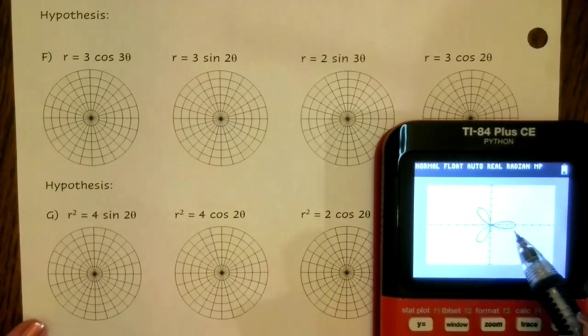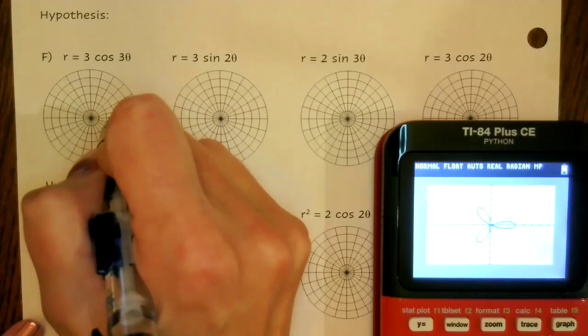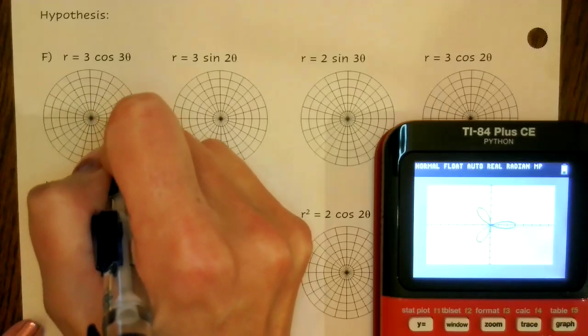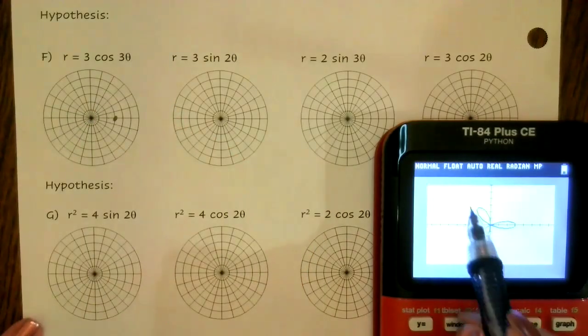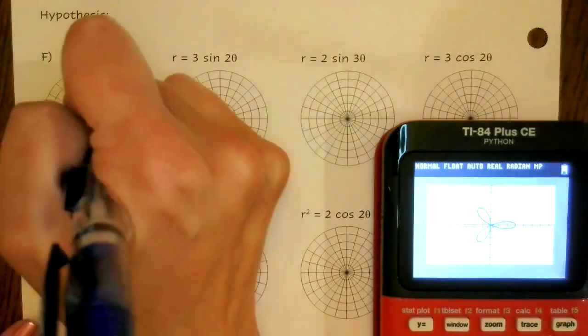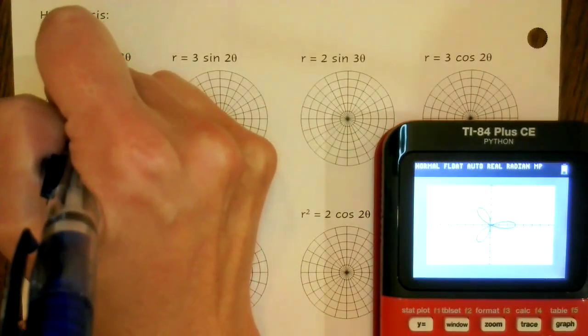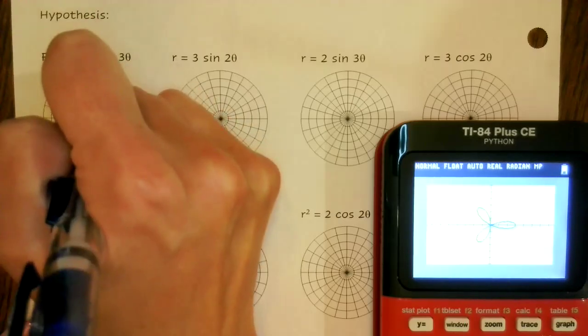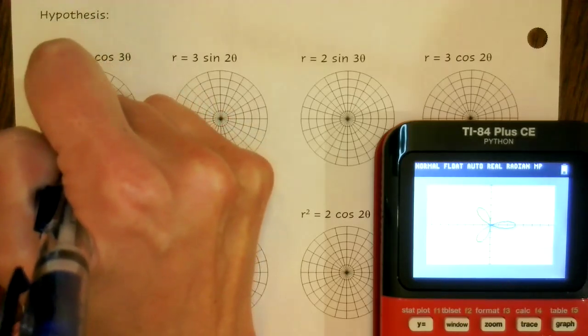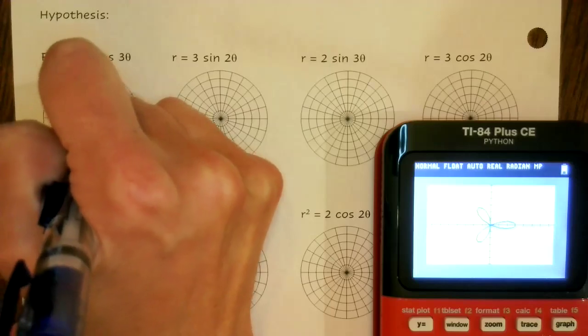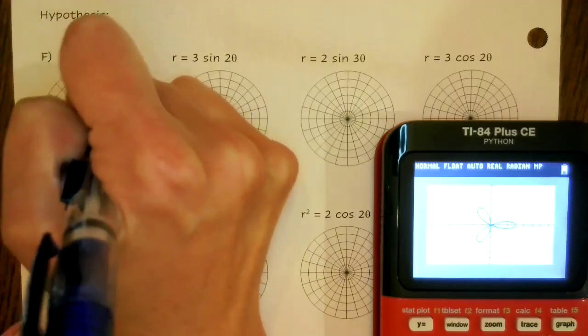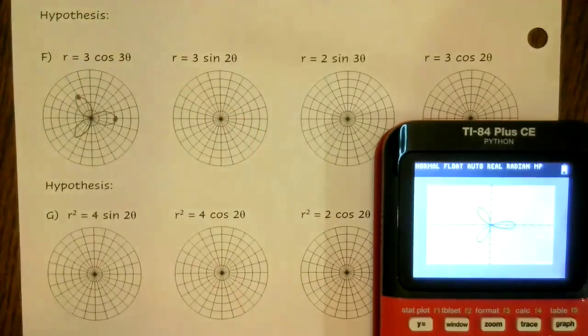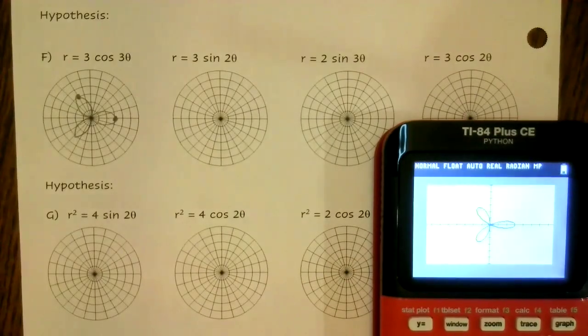It is going 1, 2, 3 on the polar axis. And then our other 2 are evenly dispersed from there. So we've got 1, 2, 3. And so there is our rose. And it's got 3 petals.